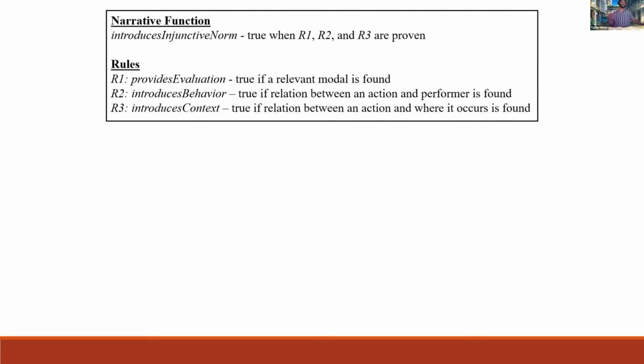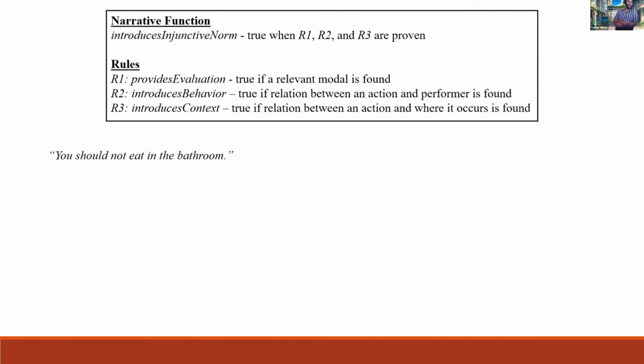I have an example of one narrative function here, introduces injunctive norm, right? So for a given sentence, a sentence is classified as an introduction of an injunctive norm if three other rules are proven. The first being that it provides an evaluation, and this statement is true if a relevant modal is found in the semantics, okay? And then case two is if it introduces a behavior, which is true if a relation between an action and a performer is found in the semantics. Similarly, for introduces context, this statement is true if in the semantics there's some relation between that action that has been bound and where it occurs.